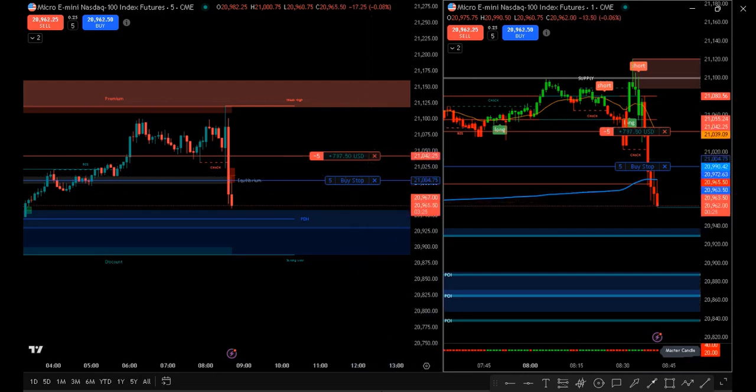We are approaching some support on the 5 minute time frame. We're still looking good on the 1 minute.